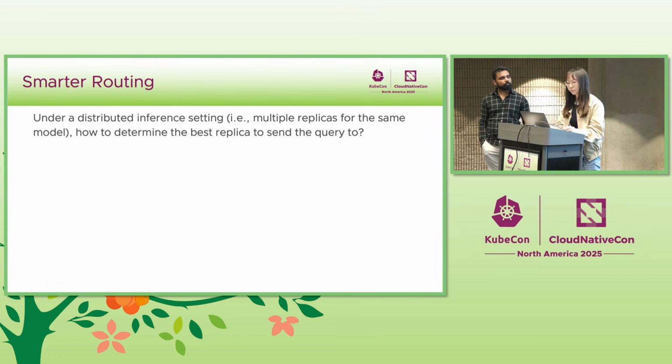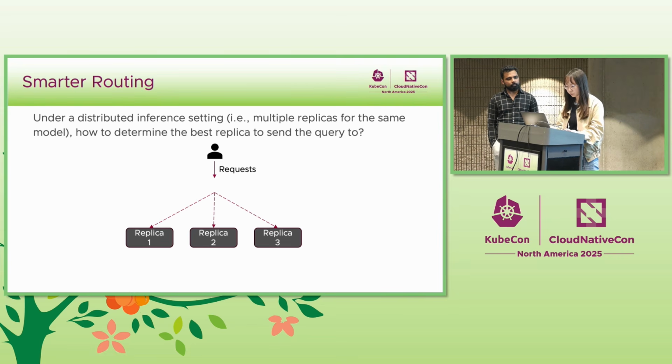Okay, so far we have seen how LMCache can improve the performance for a single instance of LLM inference. So what if we have a distributed inference setting? By that I mean if we have multiple replicas serving the same model. The key question here is how to determine the right replica to send the query to. For example, we have a user who sends requests to, say, 3 replicas serving, say, Llama 3.1 8B. So we need to determine which replica to choose for this type of request.